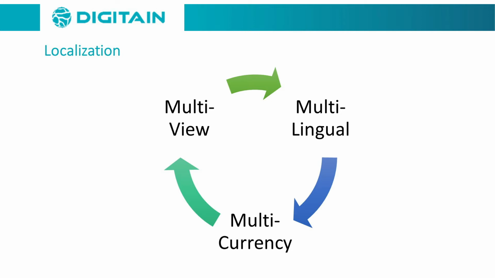Digitain Sportsbook is, I should say, really flexible in terms of localizing it for different markets, and the localization comes both in terms of the layout of the sportsbook, but also in terms of the features and functionalities that we have. Some of the features and functionalities are designed for specific markets, but they can be used in other markets as well.